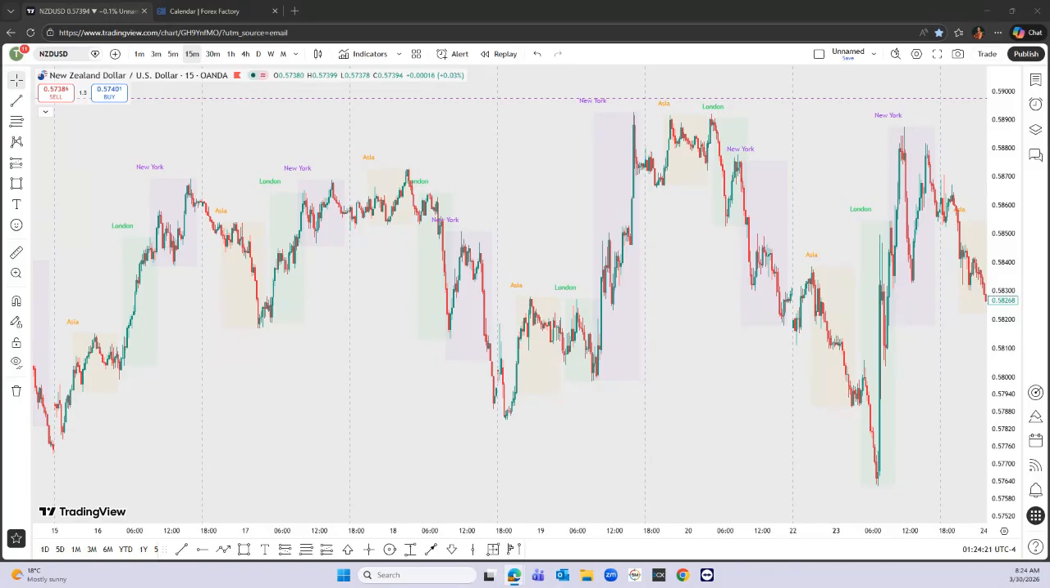And today I want us to look at one CMC entry model that works across all pairs. So remember that as a trader, you don't need 5 strategies to be profitable. You need one model applied consistently.